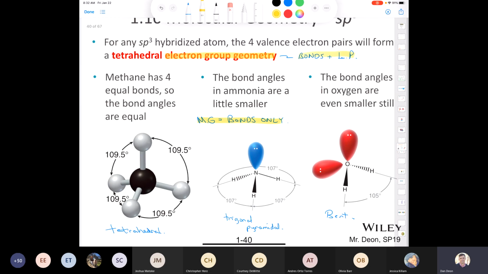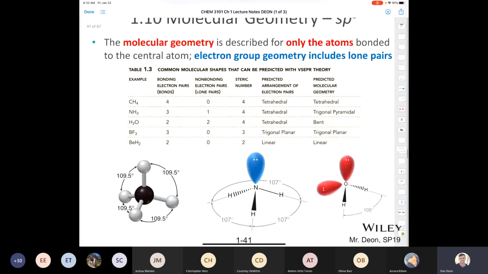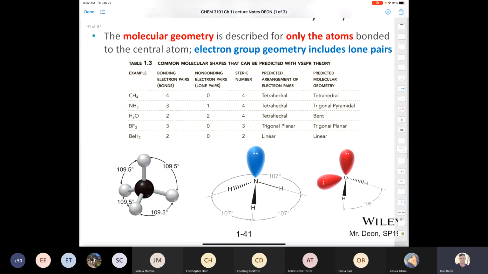Well, I've got a summary table coming up here, and this comes directly from your textbook. Again, if you look at methane, it's got 4 bonds, 0 lone pairs, steric number of 4. The electron geometry, and that's what this is here. This is electron geometry. Here they're calling it something fancy, the predicted arrangement of electron pairs, okay? So you see that it's tetrahedral.